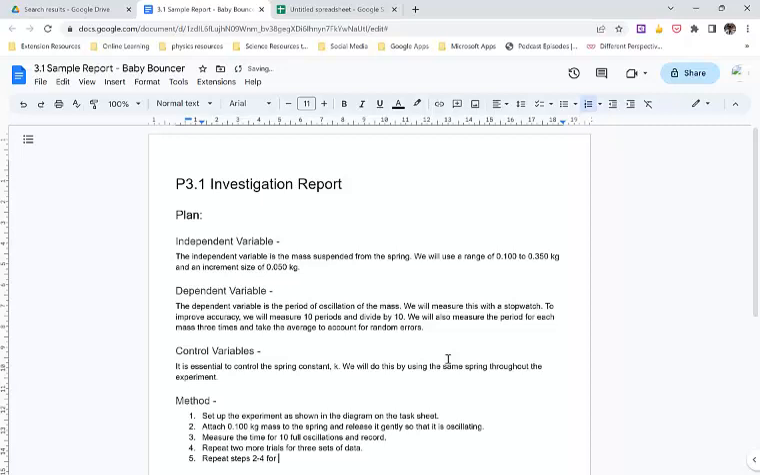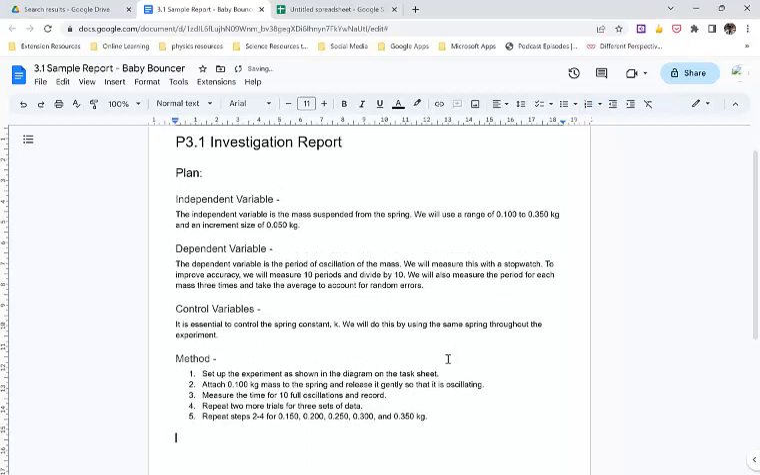for 0.150, 0.200, 0.250, 0.300, and 0.350 kilograms. Okay, and then we will have all of our data recorded. Okay, that's really all we need to do.